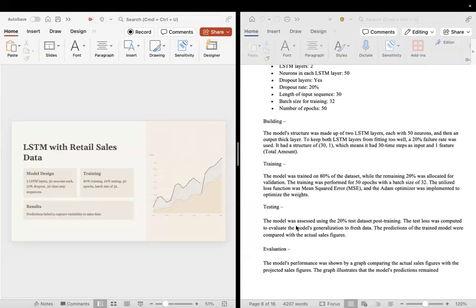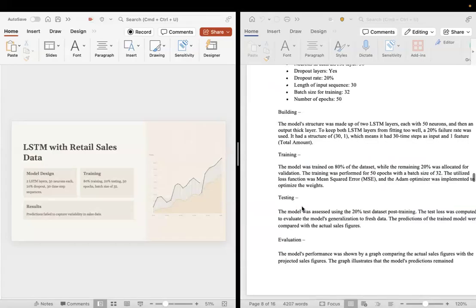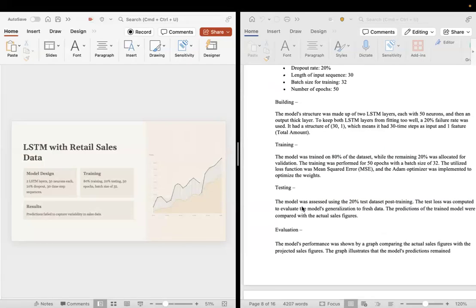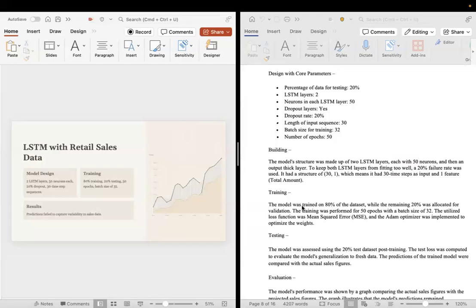Here is building, training, testing, and evaluation of the data. Here are all the models of the design. Coming to building, the model structure was made up of two LSTM layers with 50 neurons each and then an output dense layer. To keep both LSTM layers from overfitting, a 20% dropout rate was used. It has the structure of 30 by 1, which means it has 30 time steps as input and one feature.